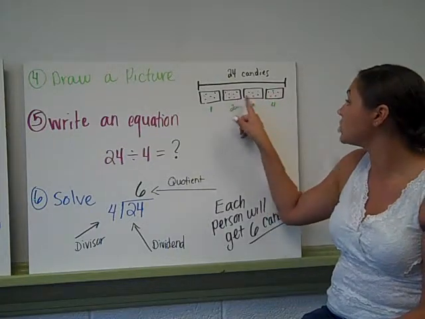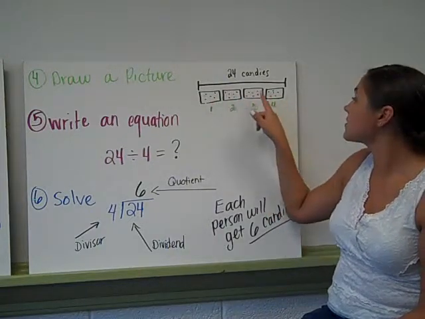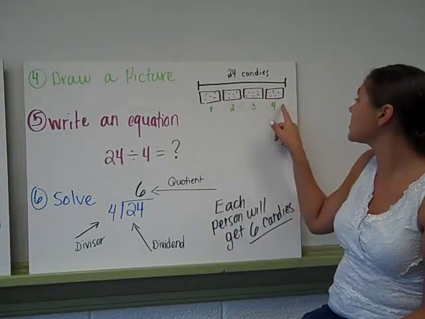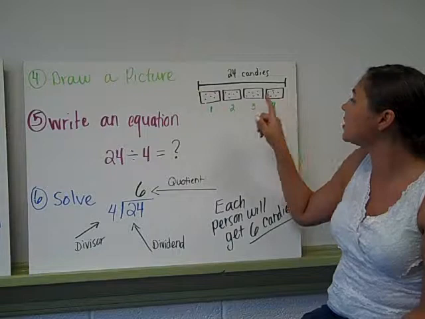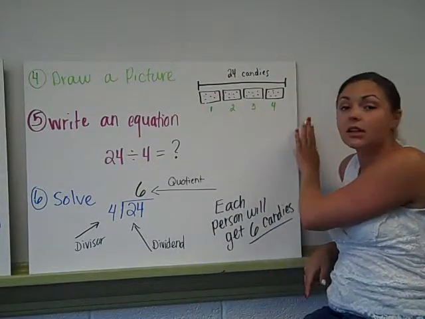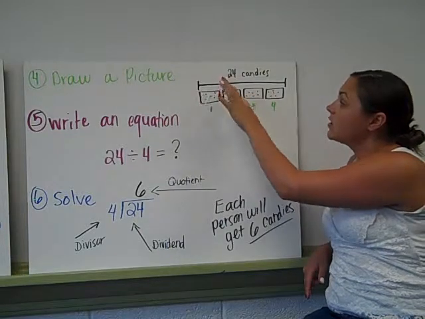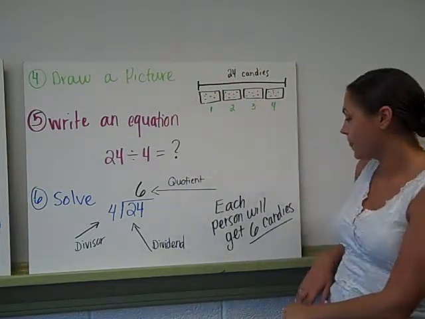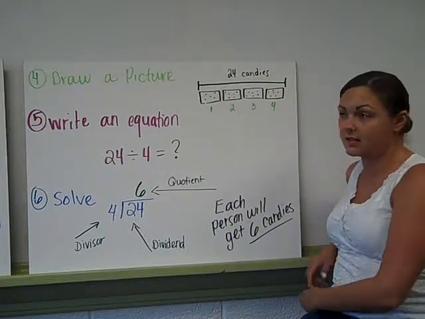So I said 1, 2, 3, 4, 5, 6, 7, 8, 9, 10, 11, 12, 13, 14, 15, 16, 17, 18, 19, 20, 21, 22, 23, 24. And that means it was even. I didn't have any left over. That gives me 6 M&Ms in each person's box, in each group. So each person will get 6 candies.